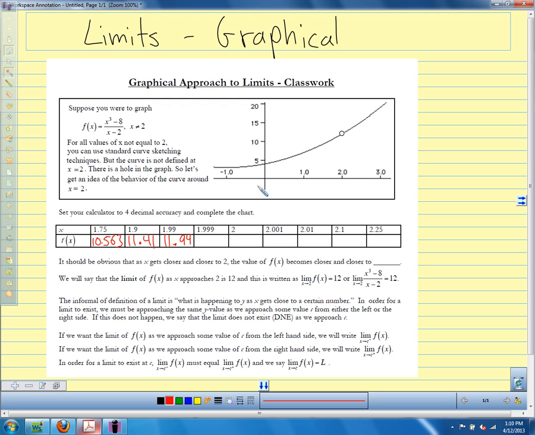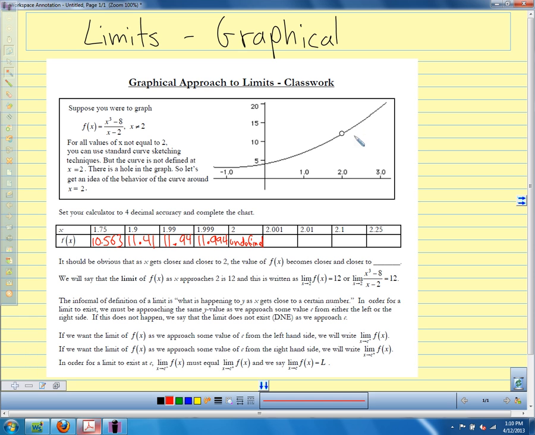I'm going to go a little bit closer to 2. X equals 1.999. If I plug that into my function and calculate, I get 11.994. We're getting closer and closer to 12. At x equals 2, we have a 0 in the denominator, so our function is undefined. And that's why we have a hole in the graph there.